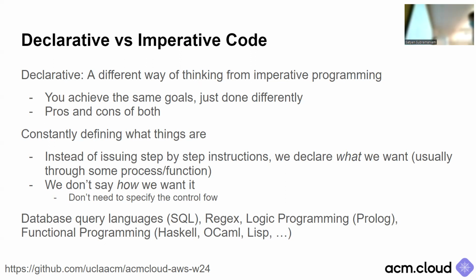And so what declarative means is you're constantly defining what things are. So instead of imperatively where we're issuing out step-by-step instructions, we instead declare what we want, usually through some process or function. But the key here is we're only saying what we want. We don't actually specify too much how we want it because we don't actually specify the control flow. Okay, there's a typo there, but it should say control flow.